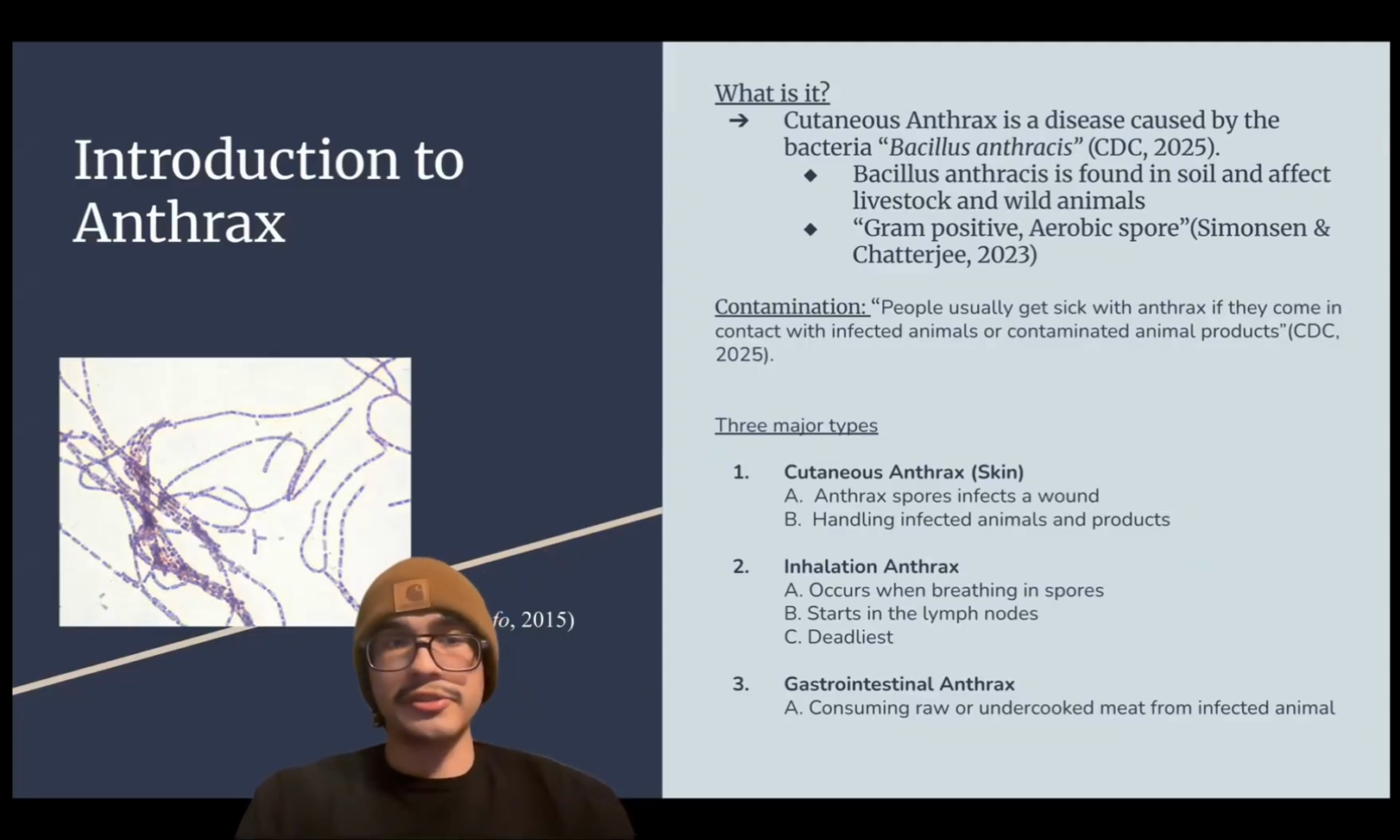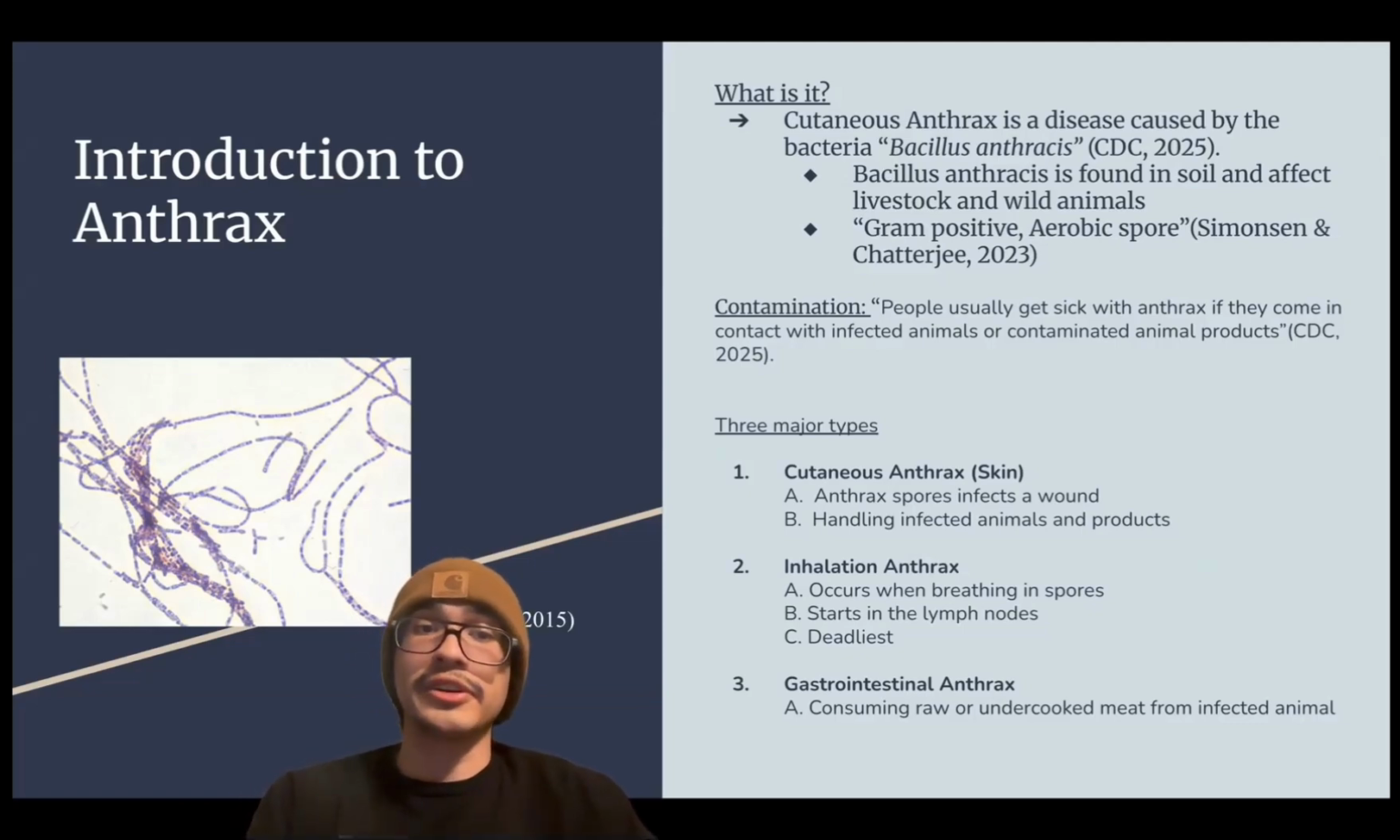To sum up, anthrax is a very powerful disease caused by a resilient bacterium, and understanding how it spreads is a key way to prevent the infection, especially in environments where exposure to animals is very common.